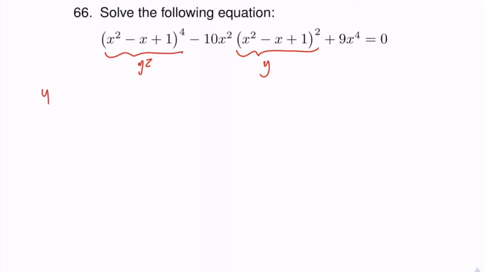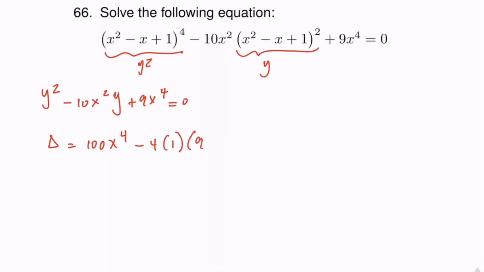So then we can write y squared minus 10x squared y plus 9x cubed is 0. And now we can solve this equation if we assume that the variable is y and x is the parameter. So then the delta of the equation, this is a quadratic equation, 100x cubed minus 4 times 1 times 9x cubed, which is 100x cubed minus 36x cubed.